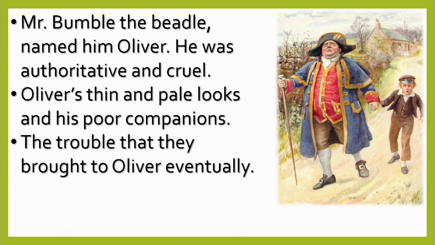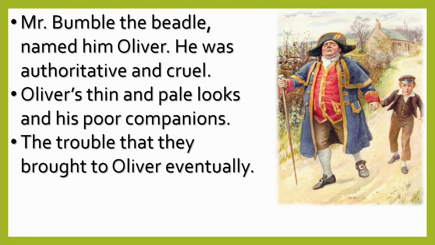The last part is the trouble that they brought to Oliver eventually. Who are they here? They are none other than the friends of Oliver, the companions of Oliver, who were also poor and probable orphans like him. So, what did they do at the end? They were usually having some food. The quantity of the food was not enough for the kids.